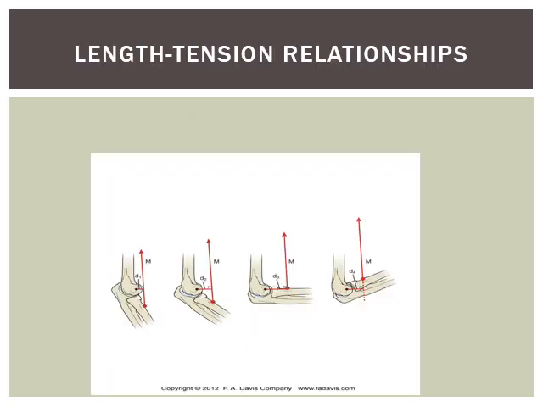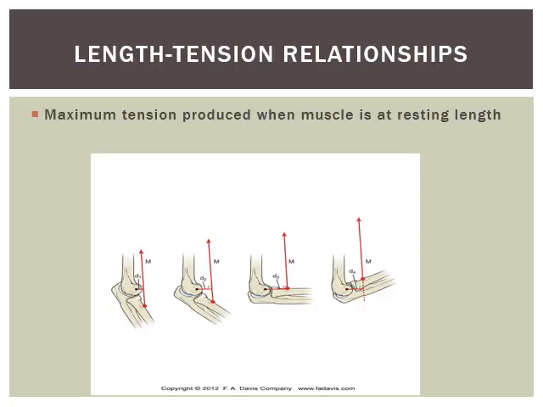Okay, another thing we look at is the changes in mechanical leverage. So we talked about how maximum tension is produced when a muscle is at its resting length. So technically, take for instance the elbow flexors. If we were to look at the biceps brachii, if maximum muscle tension is produced when the muscle's at resting length, that would mean that maximal muscle tension would be produced when the elbow is fully extended.